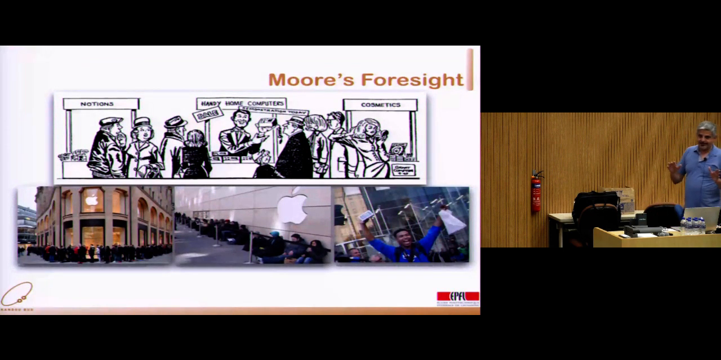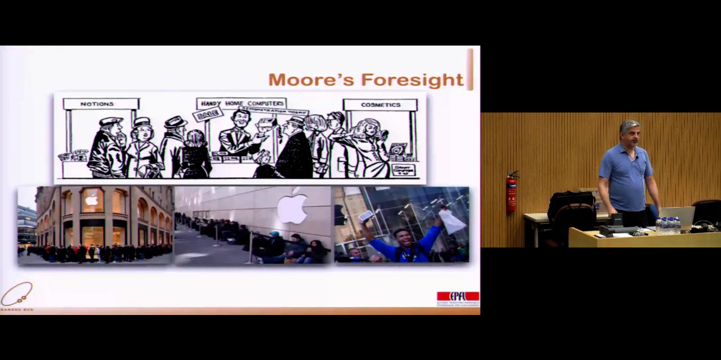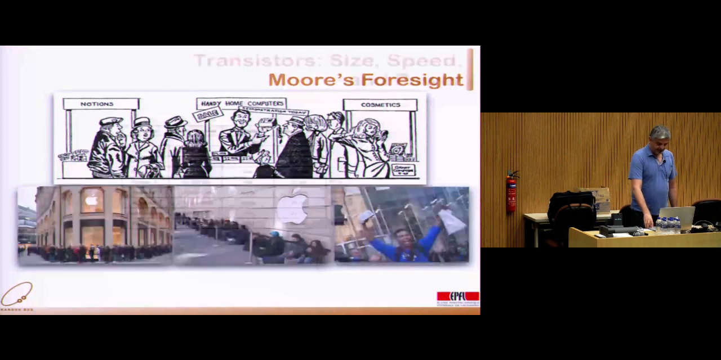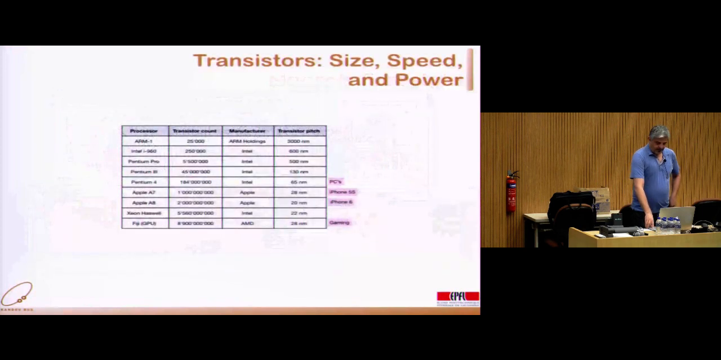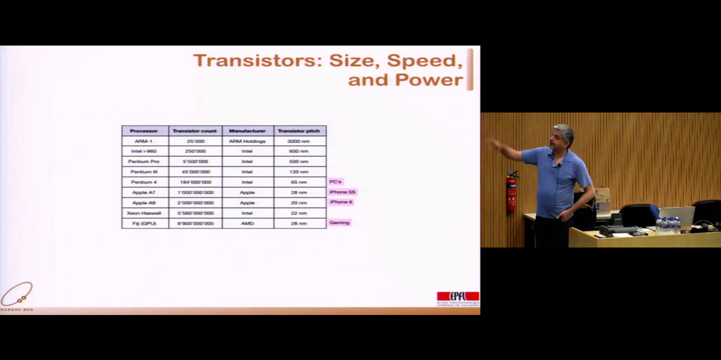The paper is, joke aside, a paper full of foresight. It's just an amazing paper. It's a very, very easy read, maybe 7 or 8 pages, but definitely a must. It's a fantastic paper. So these are some of the numbers of transistors in the various devices that you may or may not use.